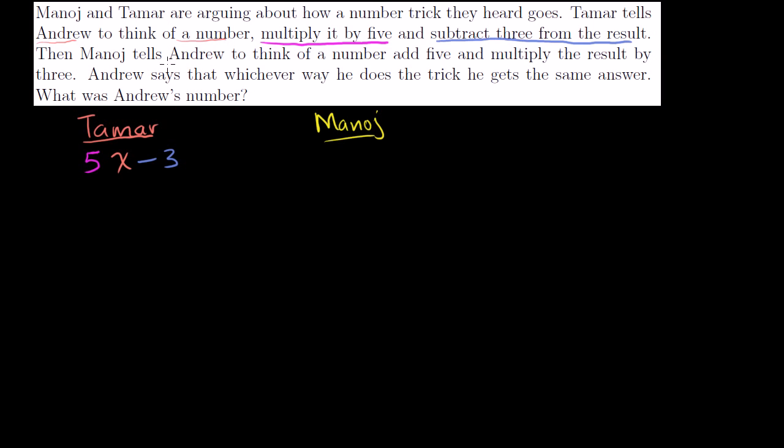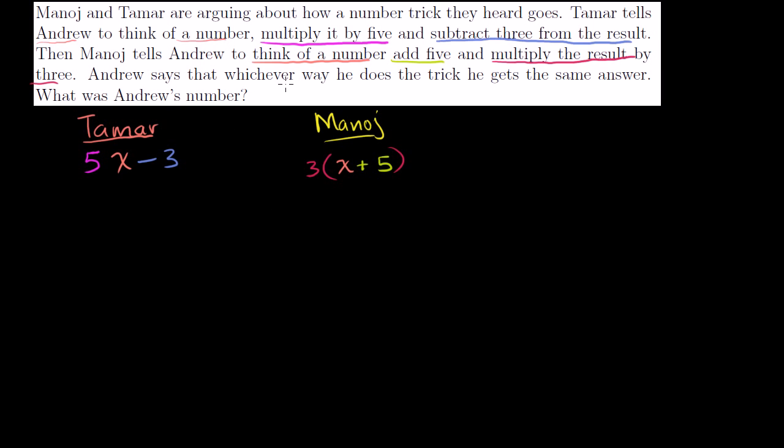Manoj comes along and tells Andrew once again to think of a number. We'll call that x. So they both are telling him to think of a number. Add 5. So now he's saying add 5 to the number. And then multiply the result by 3.